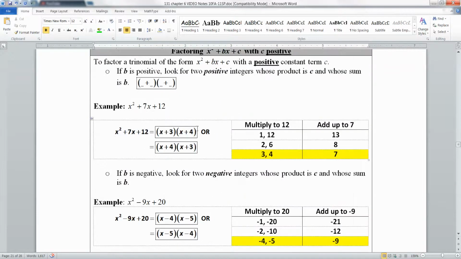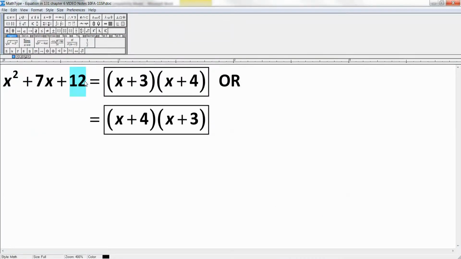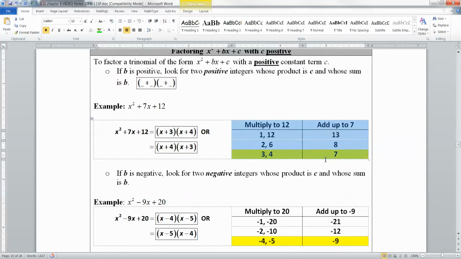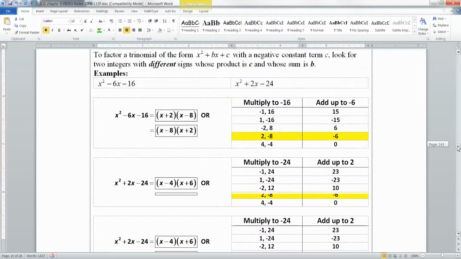If A is 1, that's these ones. That's simple, right? You're like, oh, 12. 12 is 4 and 3. 4 and 3 make 7, right? You don't have to do this whole table and all of that. I did it for the notes, but you can kind of do those in your head.